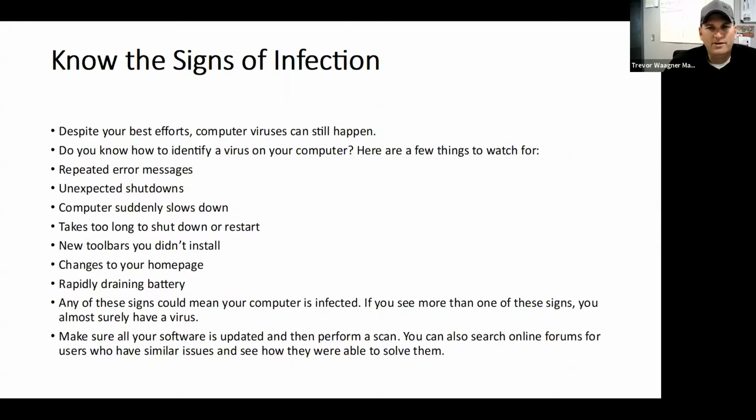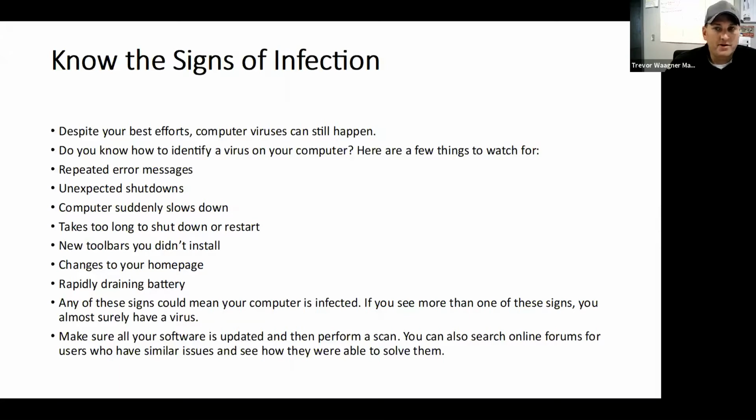Things that you can look for on your computer, other than it just running slow or the fan making a weird noise: repeated error messages. So if your computer continues to get an error, if it shuts down unexpectedly, if it suddenly slows down with no reasonable explanation, it's not like you're opening a bunch of programs or trying to open a bunch of web pages. If it takes too long to shut down or restart, if you have new toolbars, or you see something on the bottom of your screen that you didn't install, or definitely didn't intentionally install, those can be a very good indication.